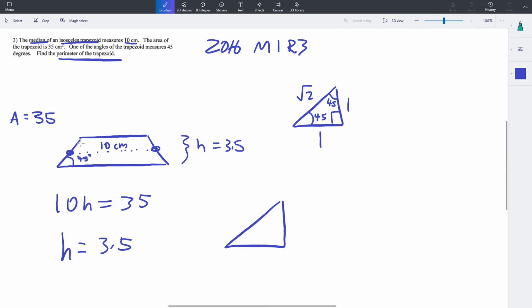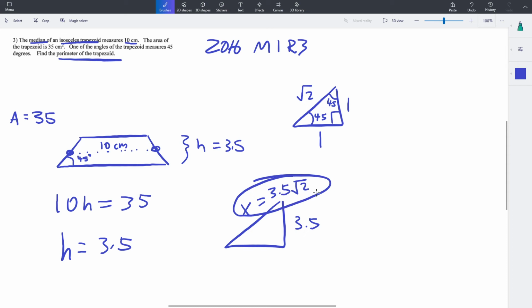And we know that since the height is 3.5, this side is actually 3.5. And then we can get the hypotenuse length by using this ratio. So it would be 3.5 times square root of 2 equals x. Alright, so x equals 3.5 times square root of 2. Okay, I got a bit ahead of myself. Right, so it equals that.